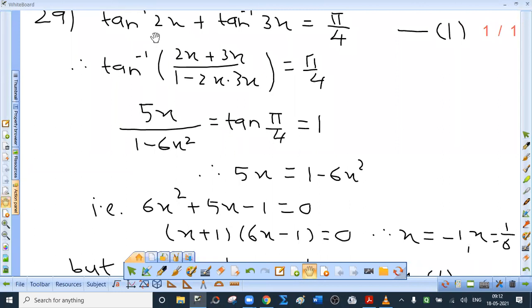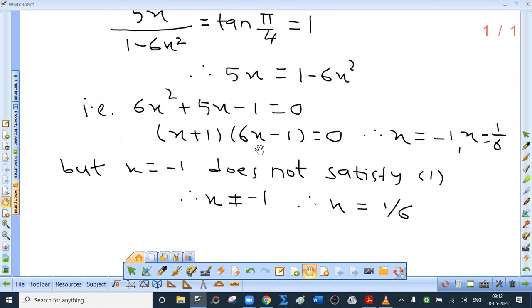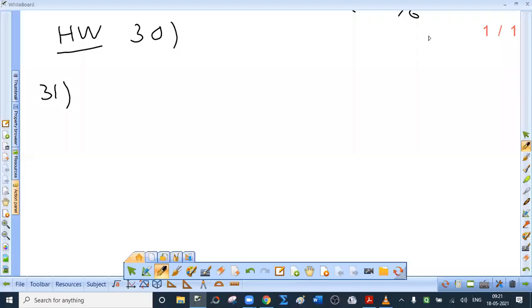But if you put x equal to minus 1, tan inverse of minus 2 plus tan inverse of minus 3 cannot be pi by 4. So we discard that and we consider x equal to 1 by 6. 30th, for homework, it is a simple one. Begin with LHS, tan inverse half minus tan inverse 1 by 4. In fact, you can do this orally. Tan inverse P minus tan inverse Q is tan inverse (P minus Q) upon (1 plus PQ).